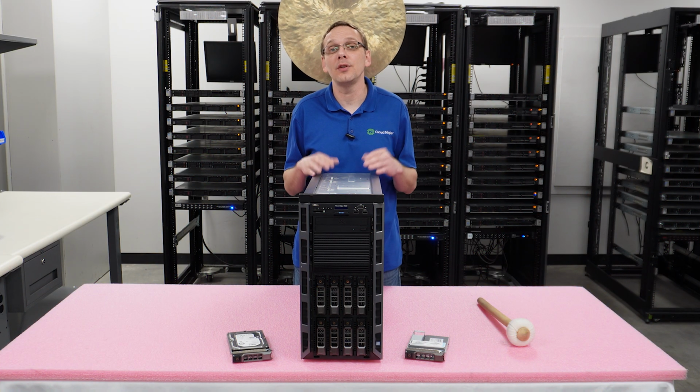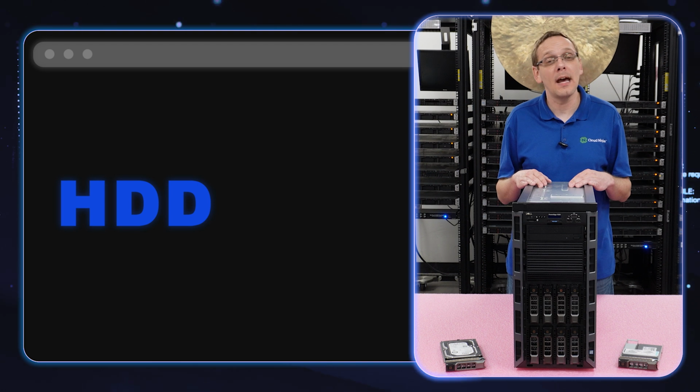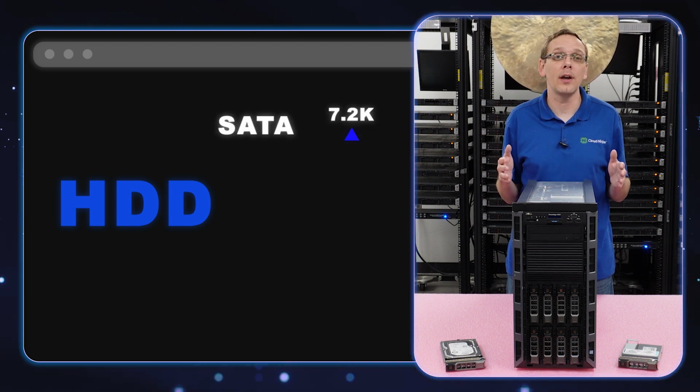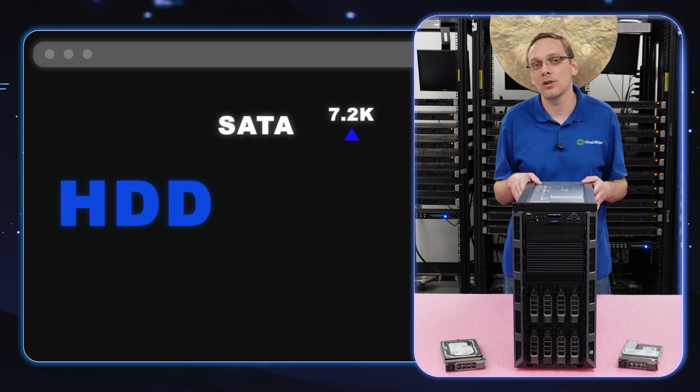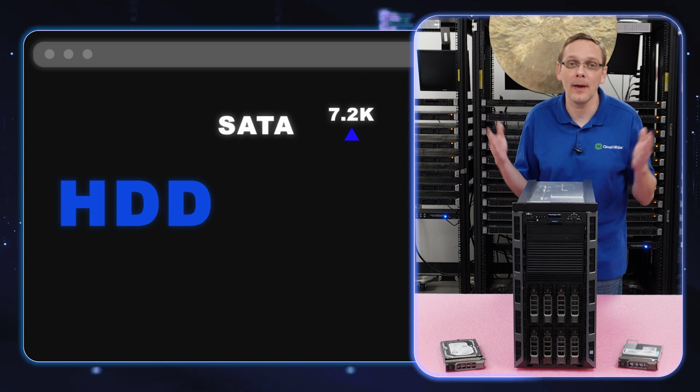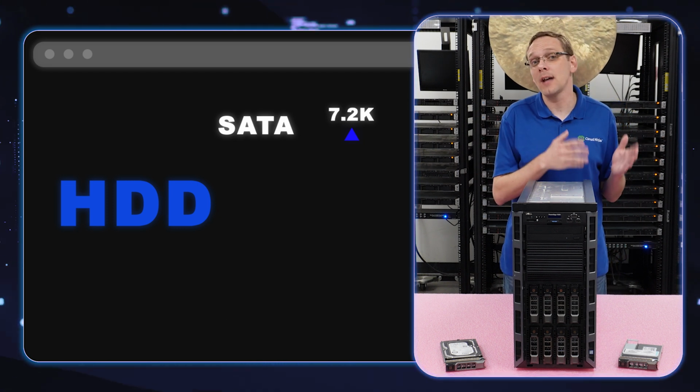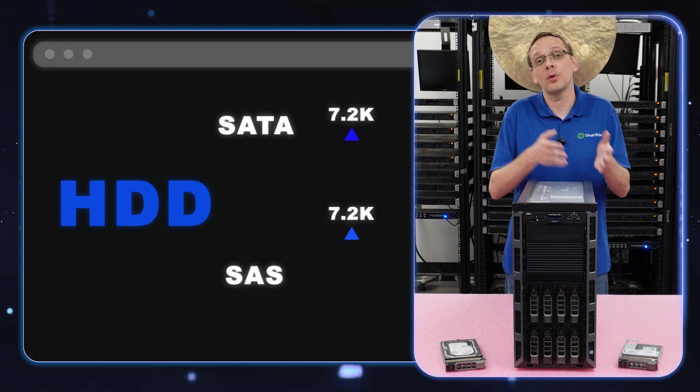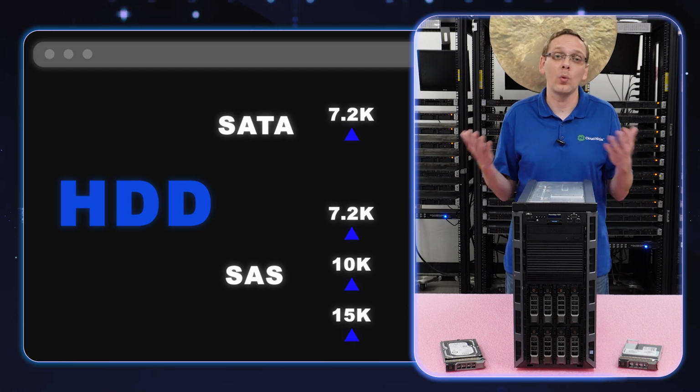So what speeds can you use with each of those? Well, with a SATA hard drive, you get 7.2K RPM. That's it. That's gonna be the slowest, unfortunately, of the four choices, but that's what you can get with a SATA hard drive. With a SAS hard drive, you can get 7.2K, but you can also get 10K and 15K, so it will be faster.